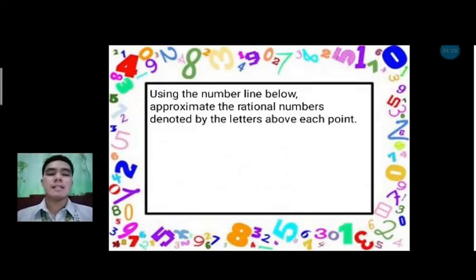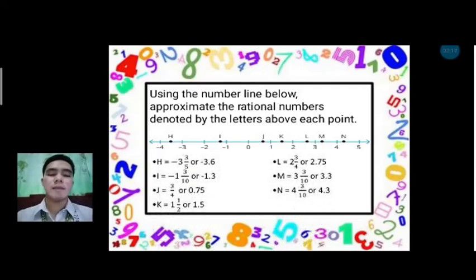So let's have this activity. Using the number line below, approximate the rational numbers denoted by the letters above each point. Given the number line with points named by letters, let's approximate or estimate the value of each point. For you to answer that, you can pause this video. Now, I will show you my approximated values of the given points.